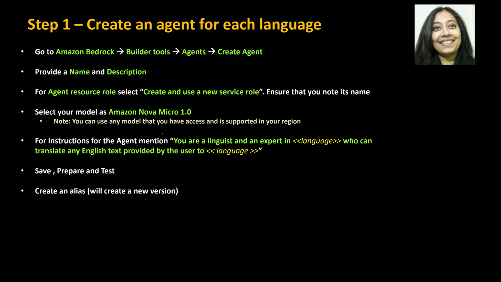So step 1, we are going to create an agent for each language. So we'll go to Bedrock, build a tools agents, create agent, give a name and description. We'll create a new service role. I'm going to use Nova, or you could use any other model of your choice. Okay. Sometimes I use Nova Micro, sometimes I use Anthropic's Haiku. It just depends. It's your choice. It's my choice. You can use any model that you like. As I said, please do check its cost. And finally, we will give instructions for the agent, save, prepare, and test.